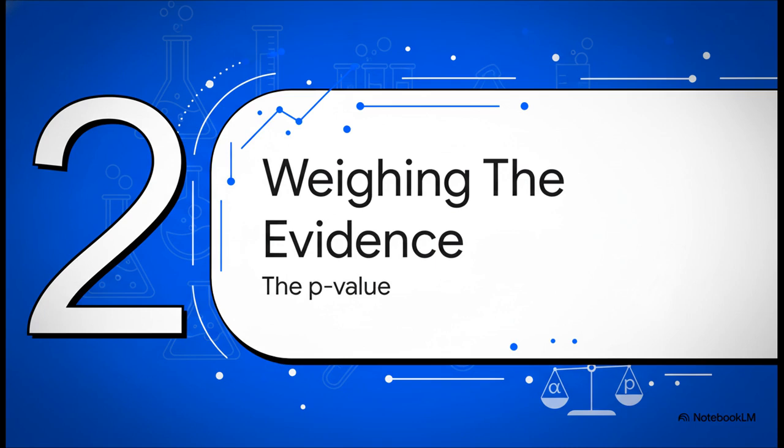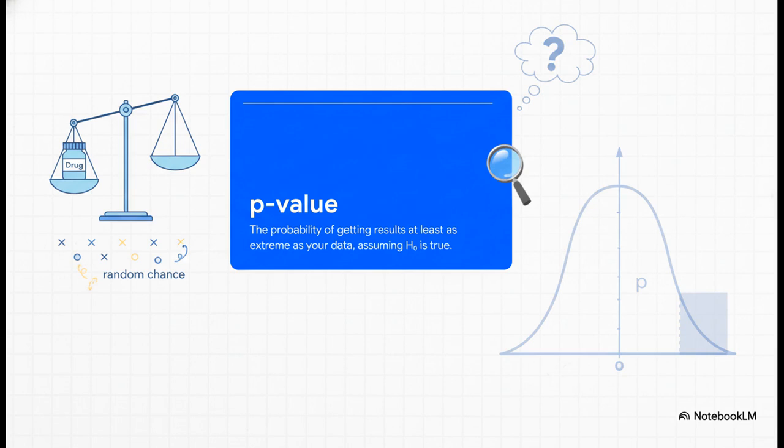So, we've set the bar with alpha. Now we go run our experiment, we get all our data, and we crunch the numbers. And that process gives us one single value that's meant to summarize how strong our evidence is. That number, my friends, is the p-value. Okay, this definition is everything, so let's really unpack it.